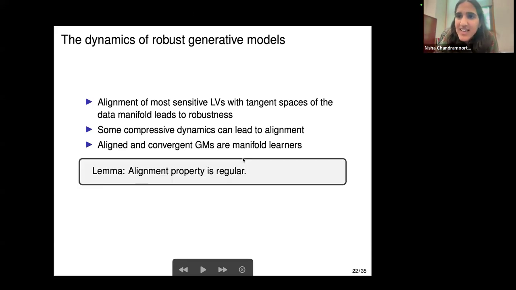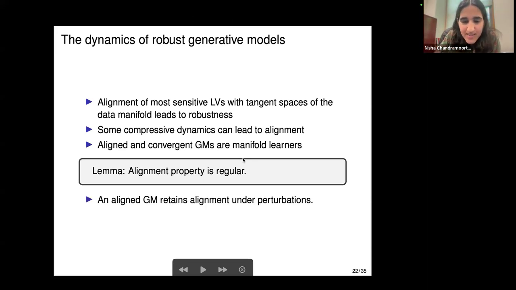Okay. And finally, here is a small result that basically says that if you have alignment, a perturbed generative model will also have alignment. Whenever we discuss a property, maybe we want to say under perturbations, does the property still hold, right? And this property does hold. That is, if you have a score-based generative model which has this alignment property, a slight perturbation of the score-based generative model will also have the alignment property. This is just an analysis technique to prove this. Okay.